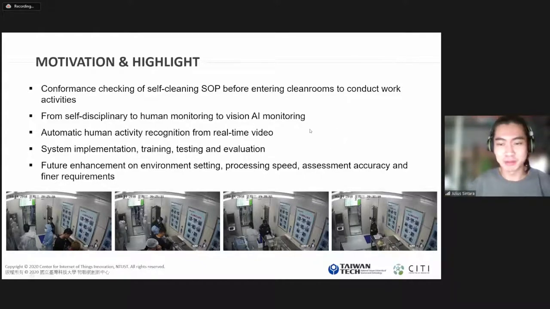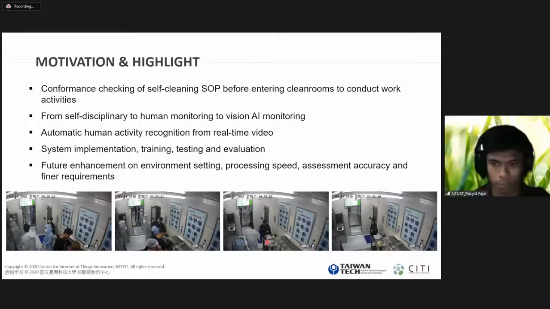I think the motivation is pretty straightforward. It has already been explained by Professor Chou and Mr. Indy. We want to supervise cleaning procedures, especially in a clean room. As you can see, there is a security guard in the picture who supervises any employees who want to do the cleaning procedures. Basically, we want to replace that, because having a guard do the supervision is not efficient, so we want to use vision-based AI monitoring. We want to build a system that can recognize human activity from real-time video or CCTV, and also recognize each step of the cleaning procedures. Okay, next slide.